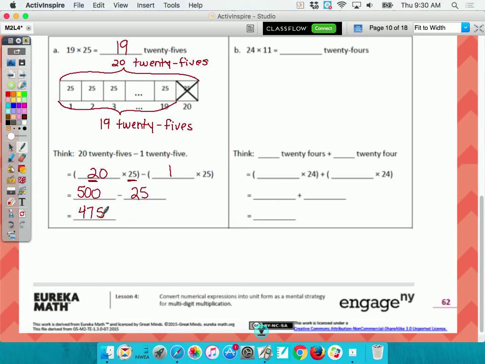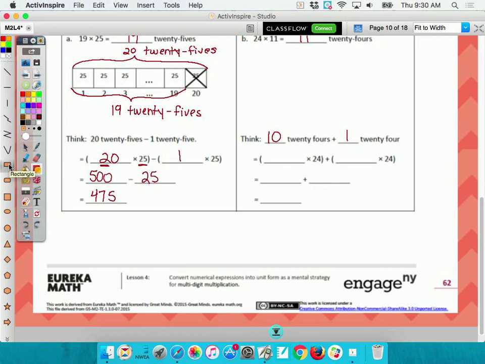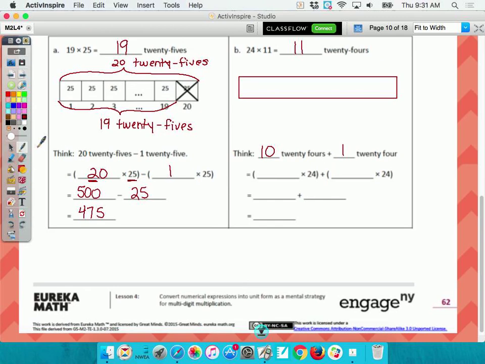So I've got 24 times 11. How would I say that in unit form? 11 24s. So before I draw anything, what am I going to think instead of 11? 10. 10 plus what equals 11? 1. Okay, so that's what I'm going to think, and now I'm going to draw. When I draw it, which number goes on top? 11 or 10? 11. Okay, get that put on top first.